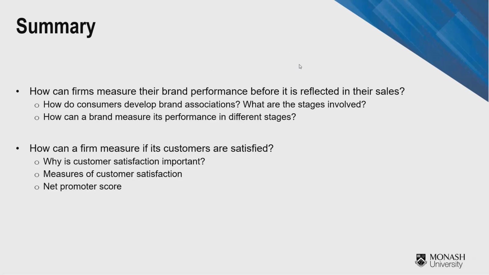So in summary, in this lecture, we have looked at how firms measure their brand performance. We looked at brand association in terms of metrics, the AAU, if you remember: some of the metrics for awareness, some for association, some for usage. And at the end, we looked at how a firm can measure whether its customers are satisfied. So we looked at customer satisfaction, and we looked at Net Promoter Score. So that's all for week 2.